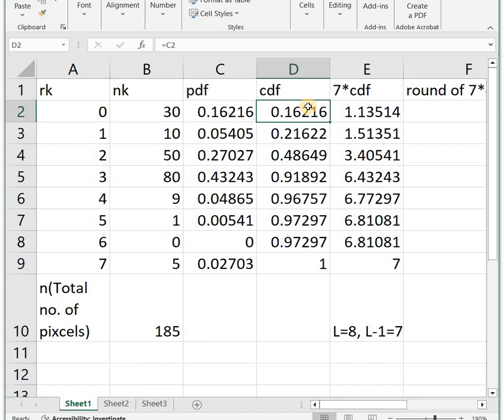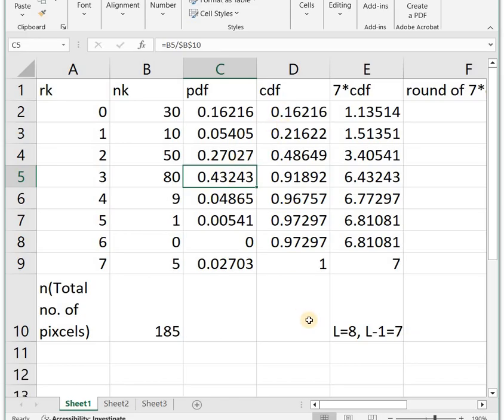Now, how is CDF calculated? Very simple. First, its CDF is exactly equal to the PDF. But for RK1, the CDF becomes the previous step CDF plus the current step PDF. So it is 1.61 plus 0.05. So it gives you this. How will you calculate this? The upper value plus the adjacent value.